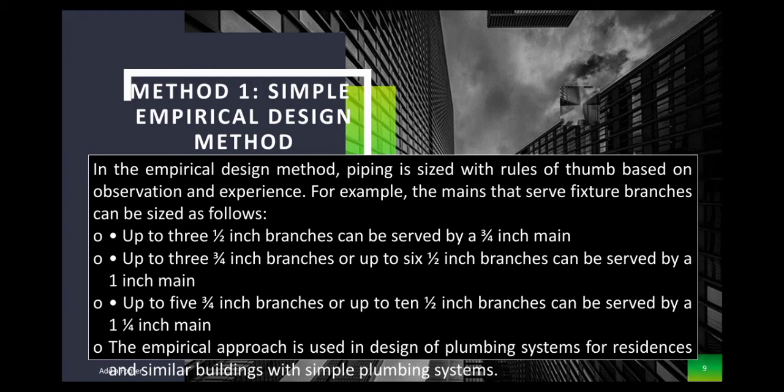Up to three 3/4 inch branches or up to six 1/2 inch branches can be served by a 1 inch main. Up to five 3/4 inch branches or up to ten 1/2 inch branches can be served by a 1 1/4 inch main. The empirical approach is used in the design of plumbing systems for residences and similar buildings with simple plumbing systems.